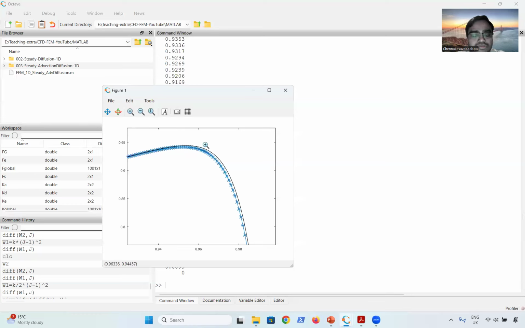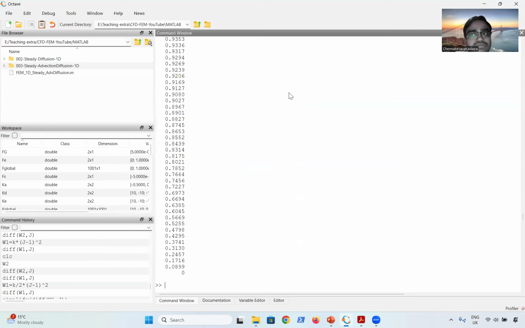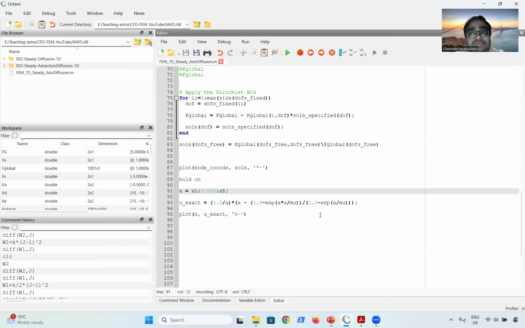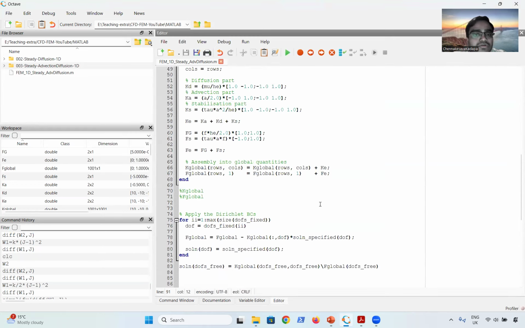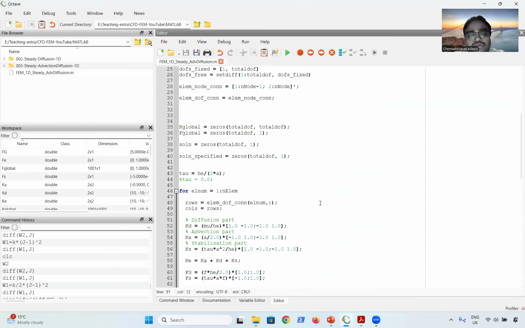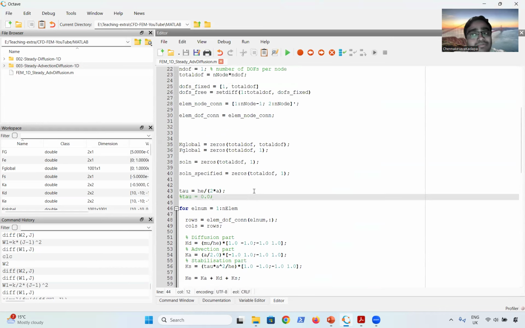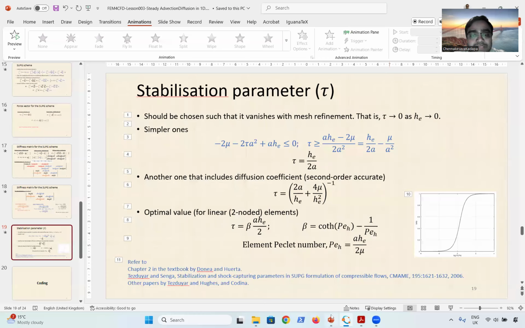Again, there is still some error. That is because the stabilization parameter is too much. We are adding more diffusion, so the solution is a bit smoother than it should be. How can we improve? One way is to use a different stabilization parameter. So let's take the optimal value.